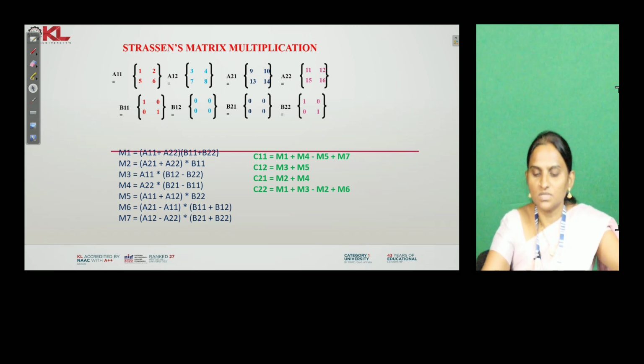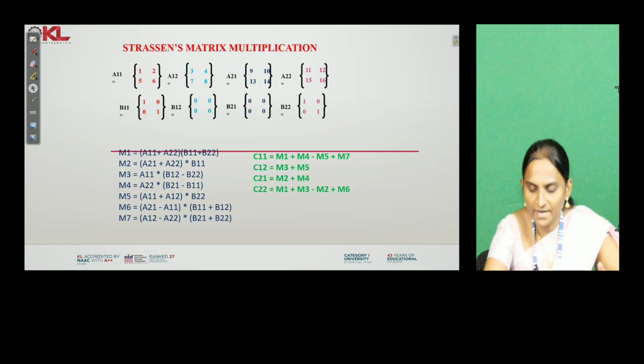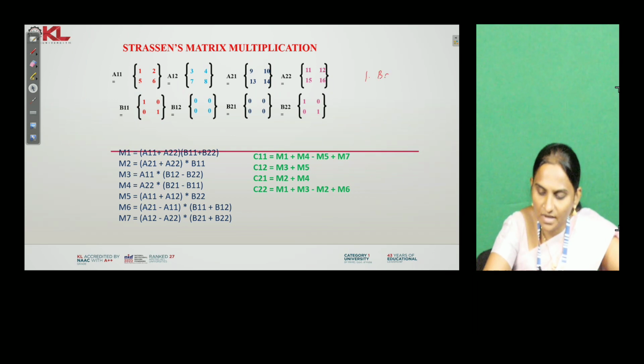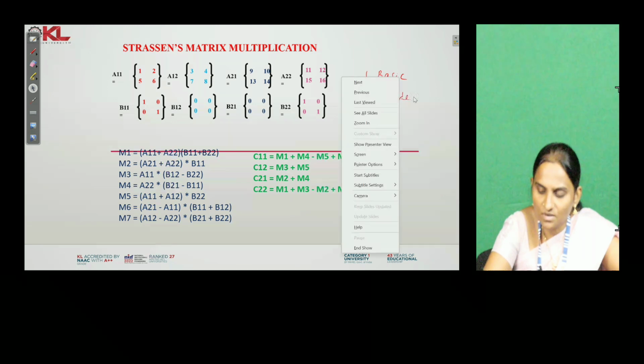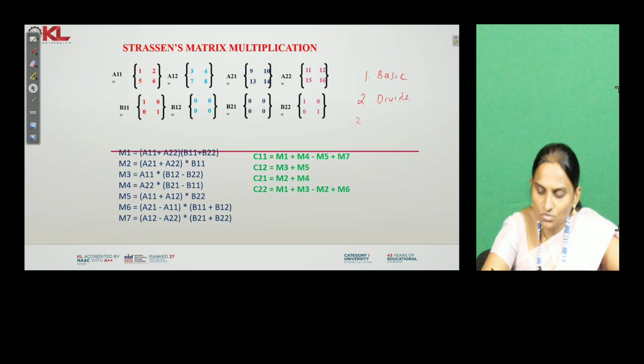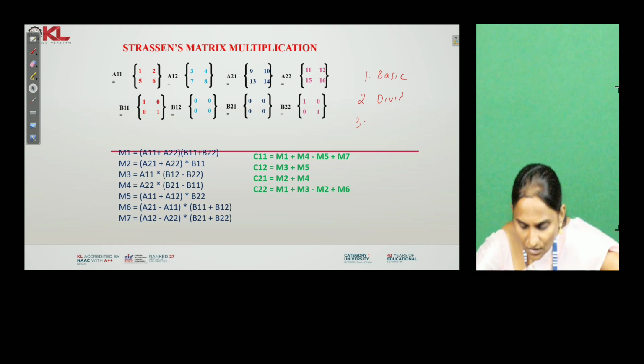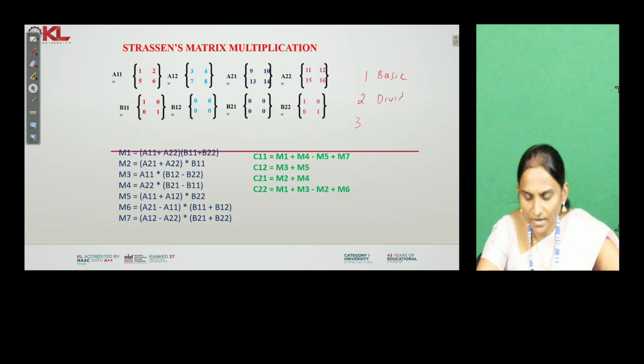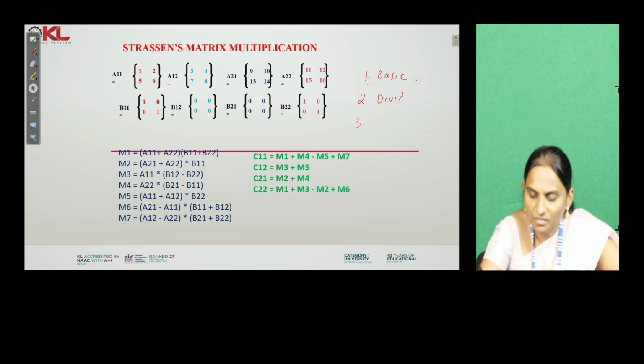What I am trying to say is, here we will see matrix multiplication. First is basic matrix multiplication. Second is using divide and conquer, how to multiply 2 matrices. And third is using Strassen's, how to multiply 2 matrices of size 2 by 2 or greater than 2 by 2. For the basic matrix multiplication, the time complexity is order of n cube. In the basic matrix multiplication, the code has 3 for loops, so the time complexity is order of n cube.